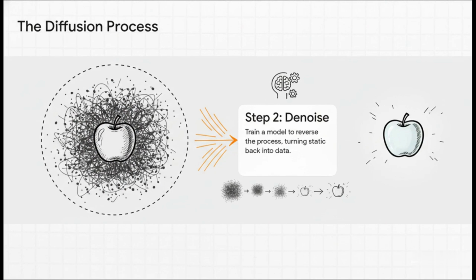Step one, the easy part. You take a piece of data, let's say an image, and you just blast it with random noise, again and again, until it's just static. Then comes the hard part, step two. You train a model to learn how to do the exact reverse trip. That denoising part, that's where all the magic, all the learning actually happens.